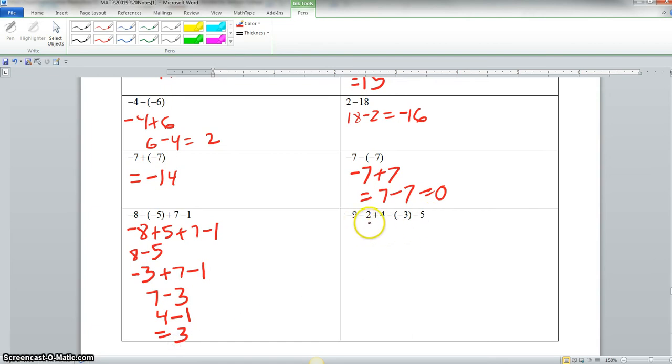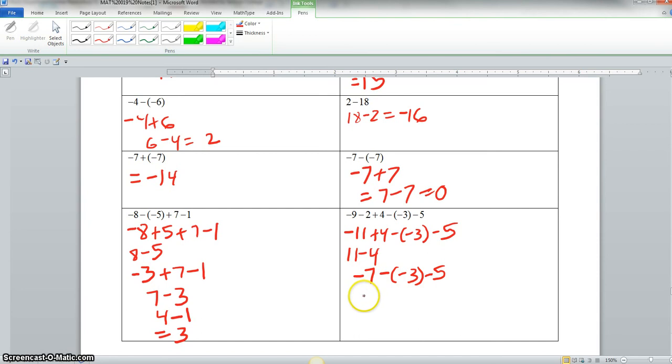Now we come here. We have negative 9 minus 2. We know we add them together and carry the sign. So that'll be negative 11 plus 4 minus a negative 3 minus 5. Negative 11 plus 4, we would think of this as 11 minus 4, which is 7. But since 11 is the larger number and negative, it'll be negative 7. It'll be minus a negative 3 minus 5.